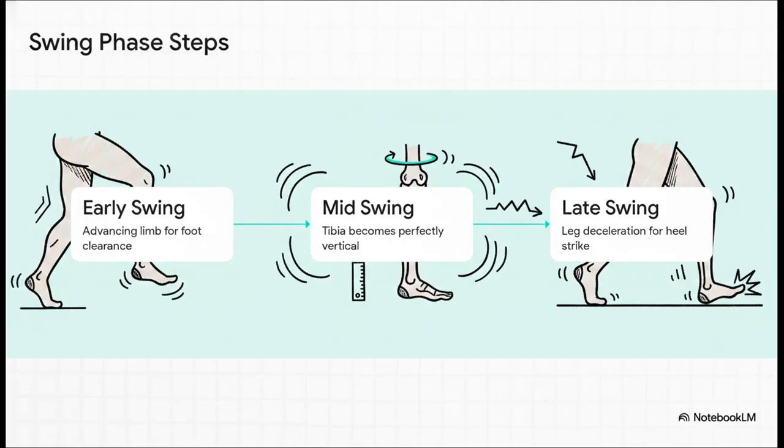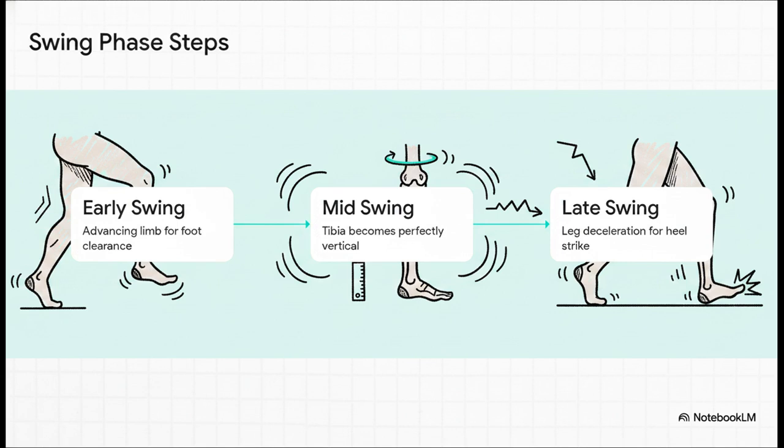All right, the foot is airborne. We are officially in that dynamic, non-weight-bearing 40% of the cycle where the leg is just swinging freely. Think of it like a pendulum. Now, this swing phase is also broken down sequentially: early, mid, and late swing.